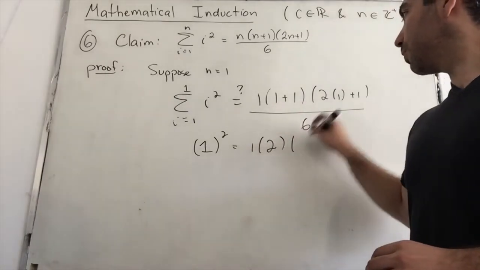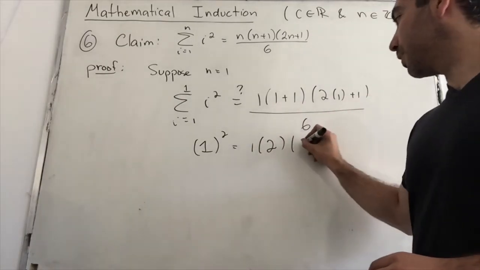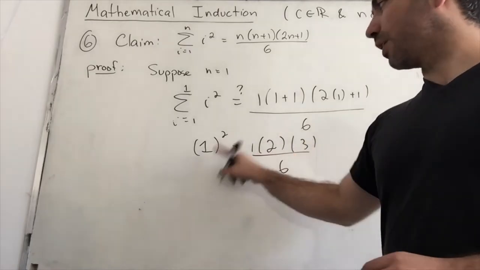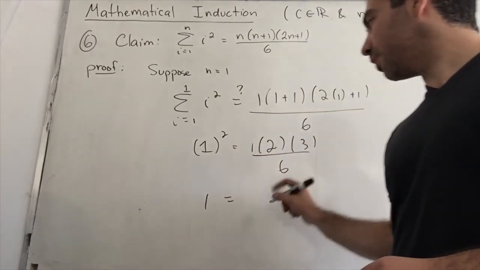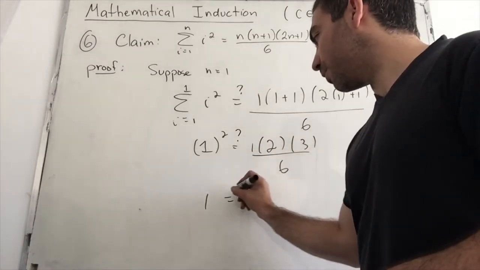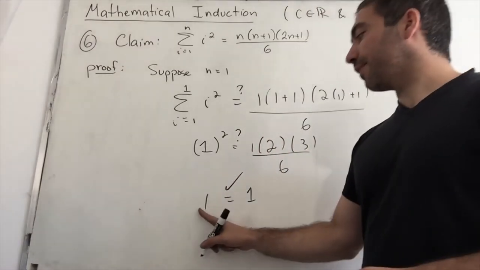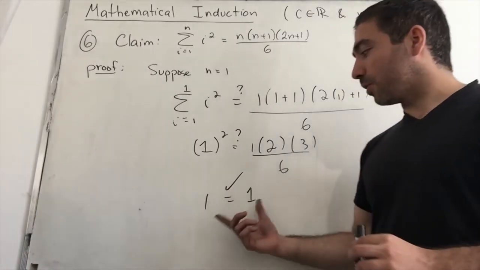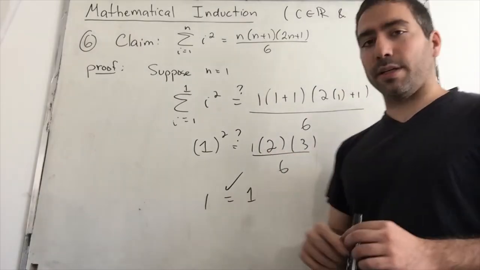1 plus 1 is 2. 2 times 1 is 2, plus 1 is 3, over 6. So on the left-hand side, we have 1 squared, which is 1. On the right-hand side, we have 2 times 3, which is 6, divided by 6, which is 1. So the left-hand side and the right-hand side correspond. So case 1 is satisfied.